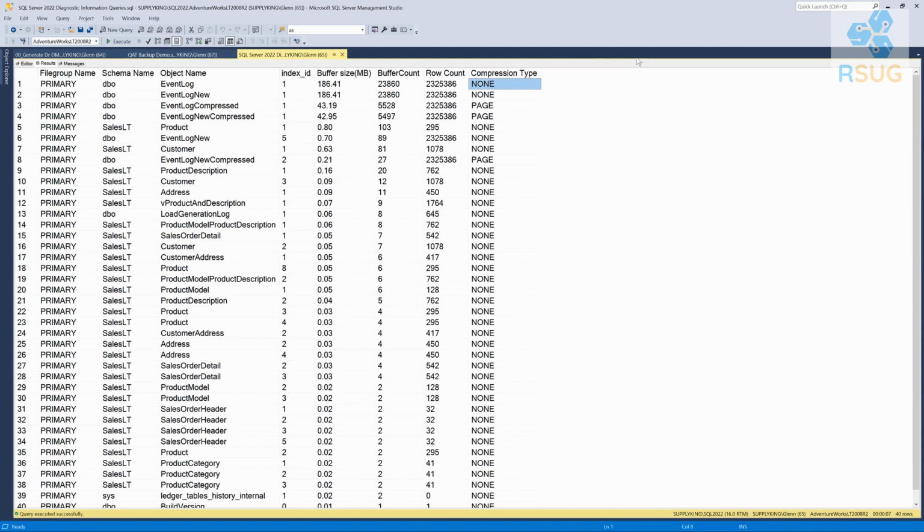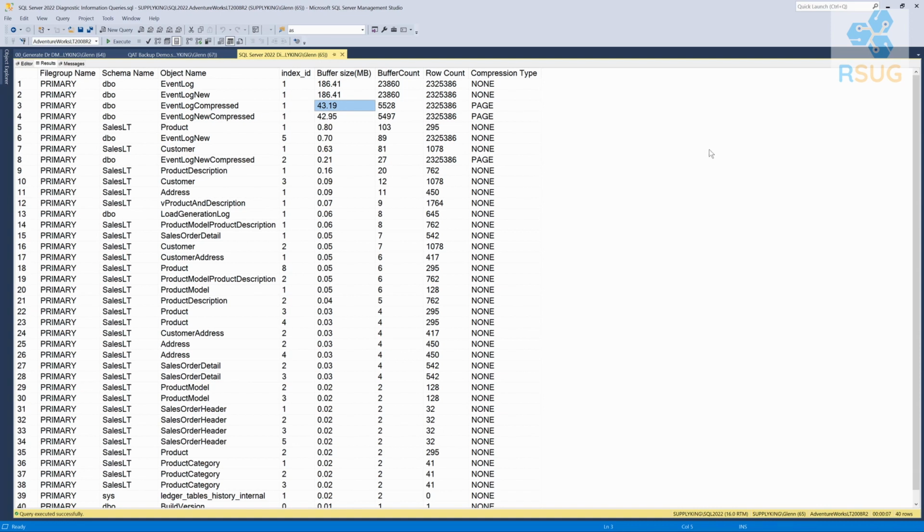And what's kind of interesting, at least to me, is I have another table that's exactly the same as this one, but I used page data compression on the clustered index, and that only takes 43 megabytes in the buffer pool. And you'd see the same thing on the next query, on disk.